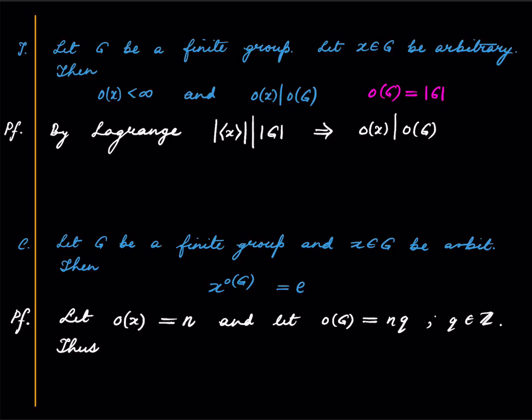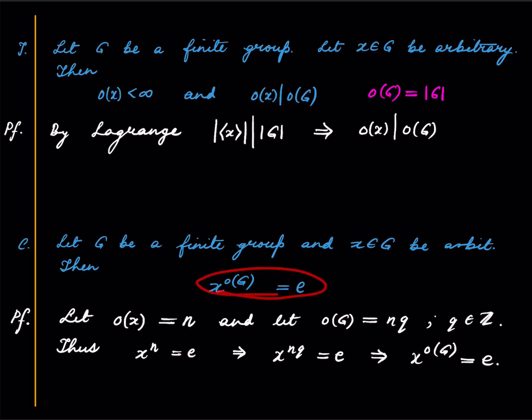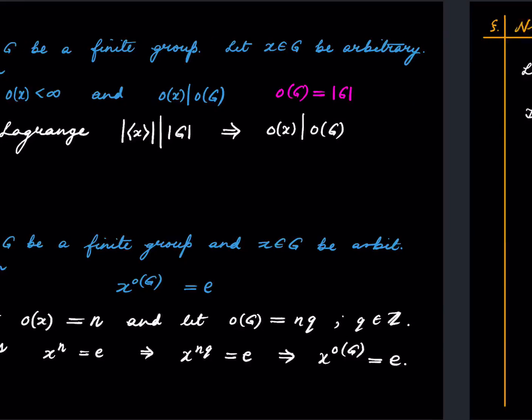So thus, since N is the order of X, we have X to the N equals E, which implies X to the NQ equals E, which implies X to the order of G equals E. And that's it. So this is a very useful fact. And now let us put it to use.